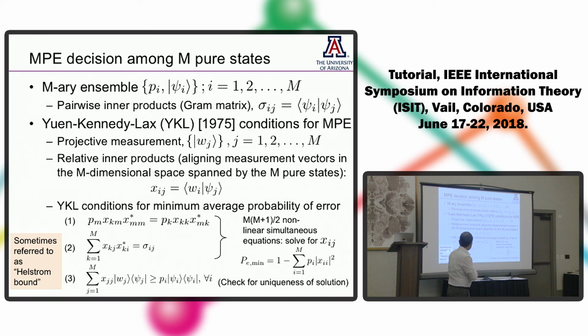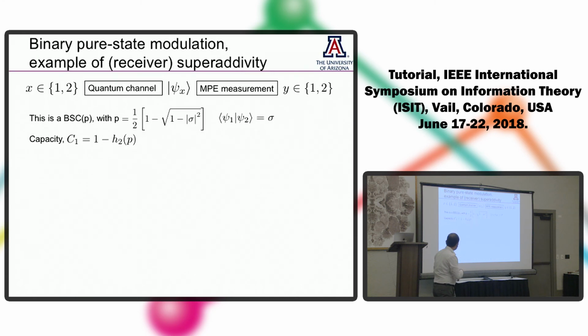This is sometimes referred to in the literature as the Hellstrom measurement or the Hellstrom bound. I'm not a particular fan of this because it was Yuen, Kennedy, and Lax who discovered it, but Hellstrom, in his book, he did a lot of very good work with this measurement, and he found lots of interesting properties of these for particular geometries of states and so forth. But just wanted to put that term here because you will probably see that term in textbooks.